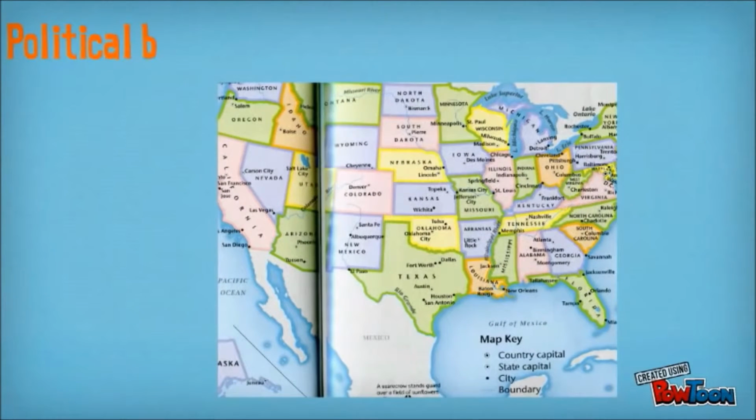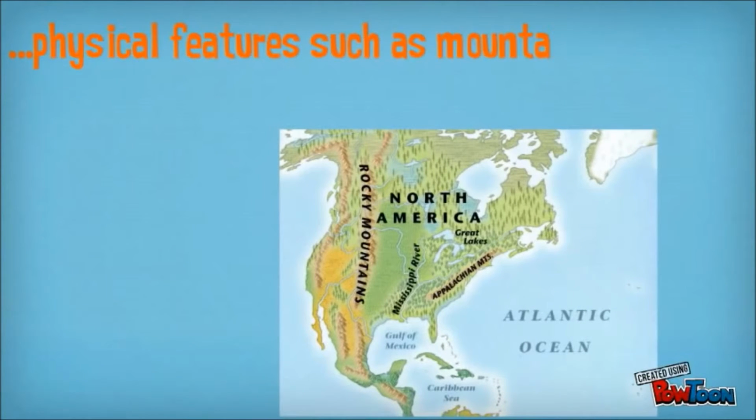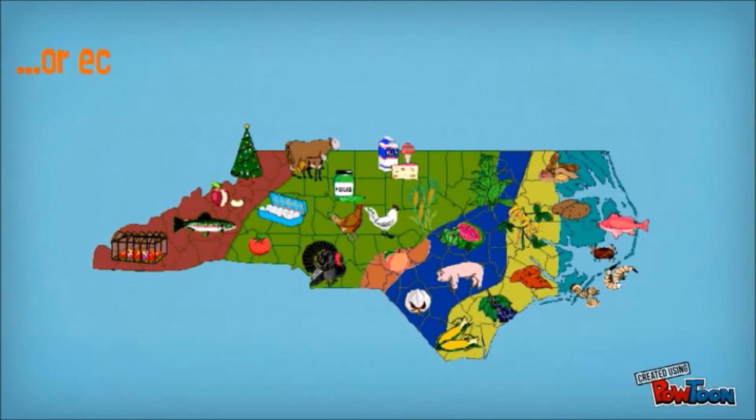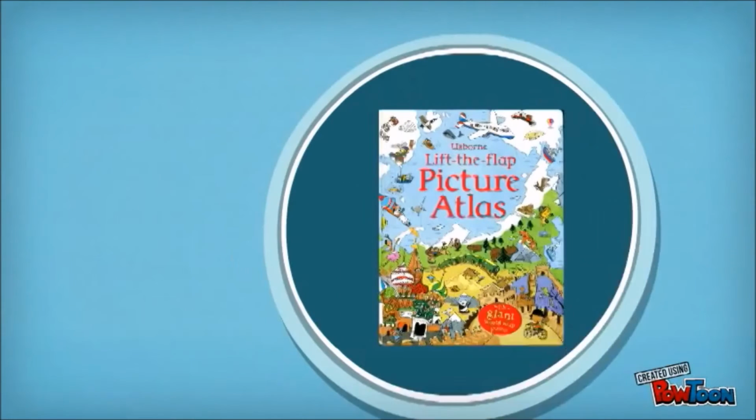So remember, if you want to know where political boundaries are, such as countries or states, or if you want to know the physical features of an area like mountains and rivers, or if you want to know what kinds of economic resources an area is known for, like crops or manufacturing, or what natural resources can be found there like gold or other rocks and minerals, the reference material or source that you need is an atlas.